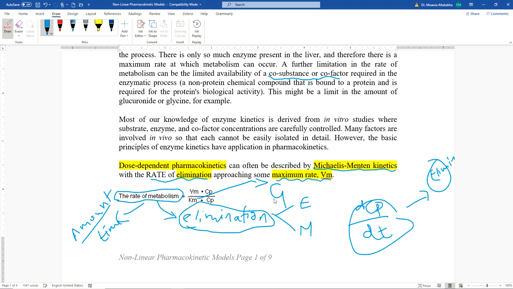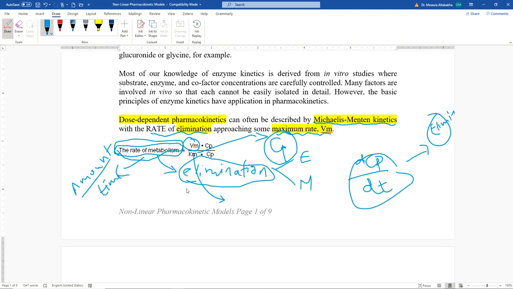It's like Cp, but it's a constant. It's a concentration, the Michaelis-Menten constant. It's a concentration that produces a rate of metabolism that is half Vm. Pay attention. So what is Km? Km is a concentration. That means what is the unit of Km? It will be the unit of concentration, same as Cp. It's the concentration at which the rate of metabolism will be half the maximum rate.